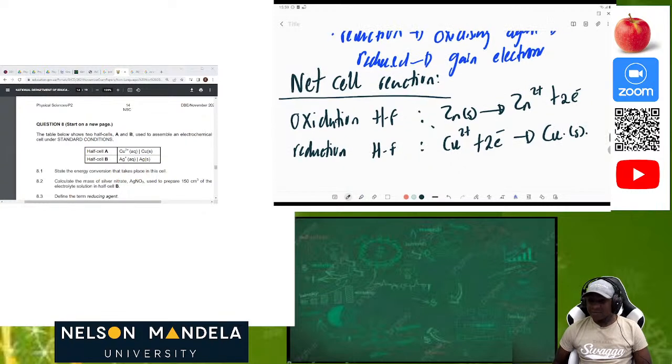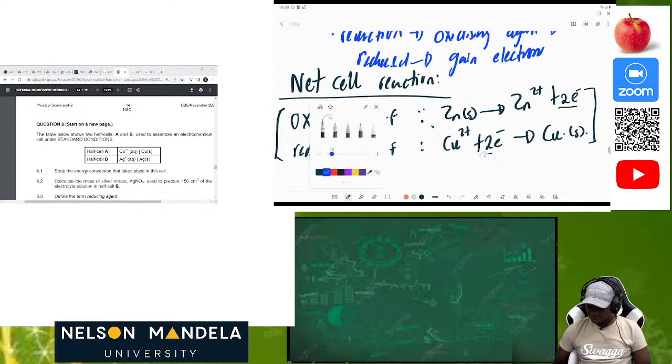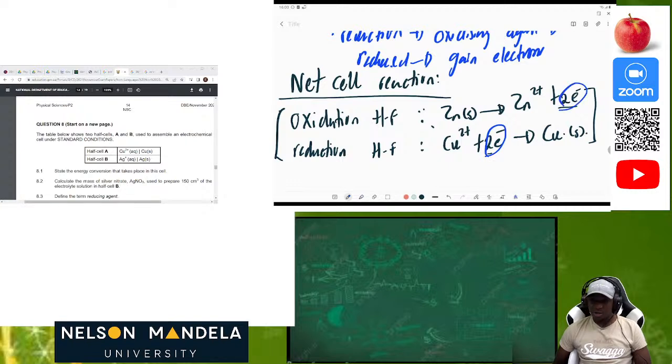So when they ask for the net cell reaction, we look at the oxidation half reaction and the reduction half reaction. Now we must balance and check that the number of electrons are equal. We can see 2e- and 2e-, which means the number of electrons is the same in both.